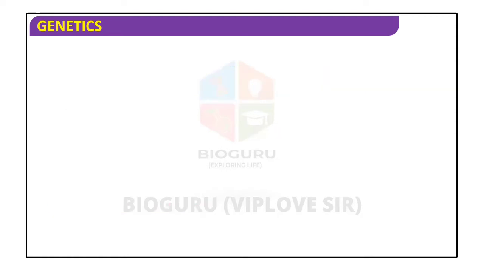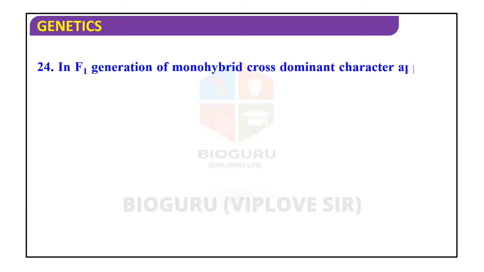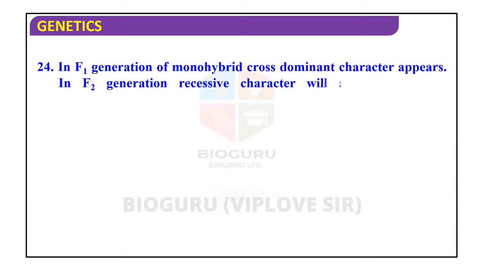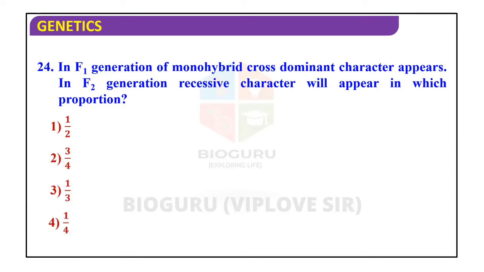That's good. In F1 generation of monohybrid cross, the dominant character appears. In F2 generation, the recessive character will appear in which proportion? 1 by 2, 3 by 4, 1 by 3, or 1 by 4? Yes, it is 1 by 4.